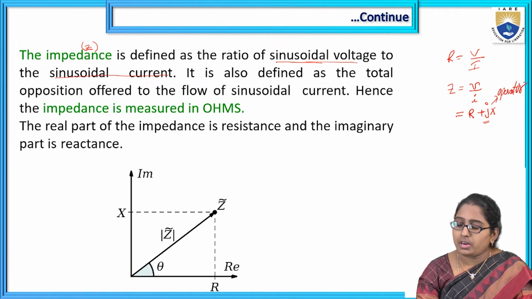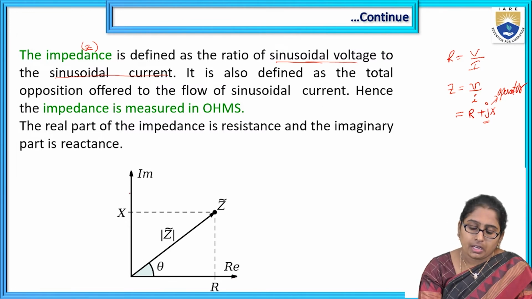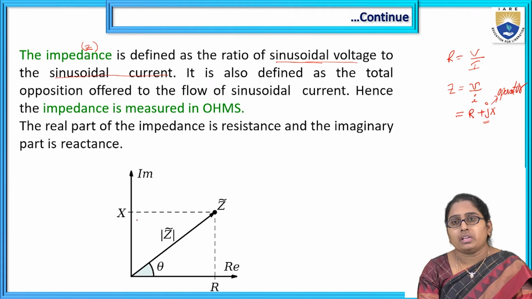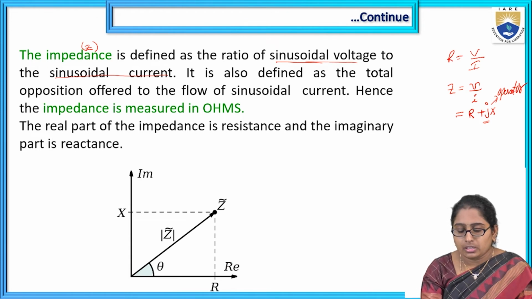Now, see that if we represent the real part and the imaginary part, this is how it is shown. On the x-axis the real part is shown and on the y-axis the imaginary part is shown. So this is how the real part and imaginary part components of the impedance are represented graphically: real part on the x-axis, imaginary part on the y-axis.